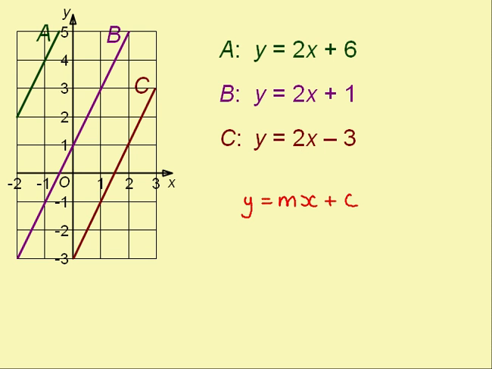If we look at all of these, we can see that they all have the same gradient, which is 2. Now, if we actually look at the lines, we can see that they're all parallel, and that's because they all have the same gradient.